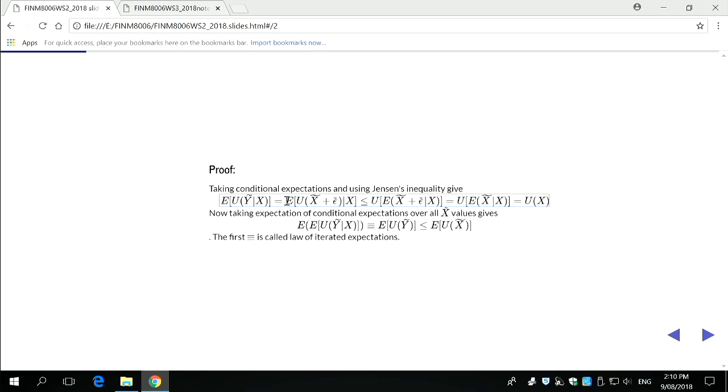One is Jensen's inequality that we use here, right? And then if you take the expectation on both sides of this expression, you can get the result simply through the law of iterated expectations. Hopefully in your tutorial, the tutor told you a little bit more about the law of iterated expectations, right?